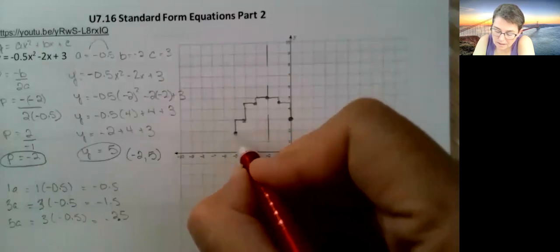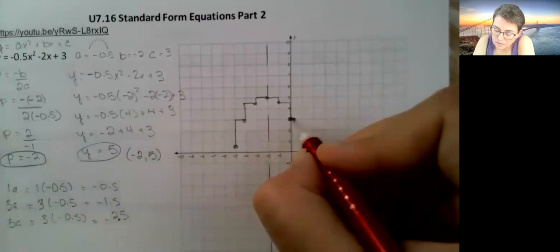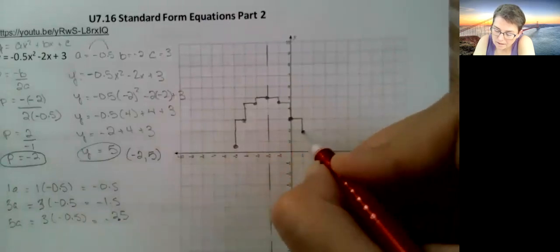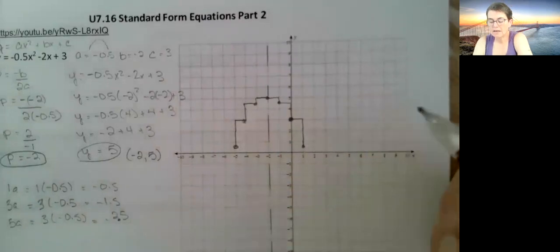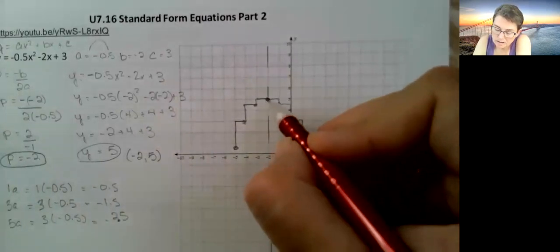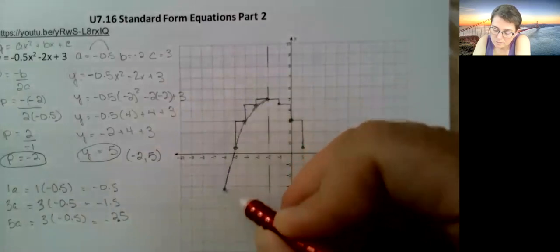So over, down, 1, 2.5. All right, and there is our parabola. Connect the dots. Make a nice arch.